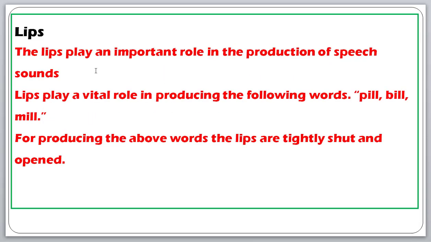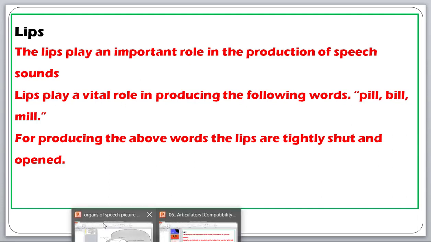Now lips play an important role in production of speech sound. Lips play a vital role in producing sounds like pill, bill, mill. For producing these sounds, the lips are tightly shut and then open. Let me show it in the picture.